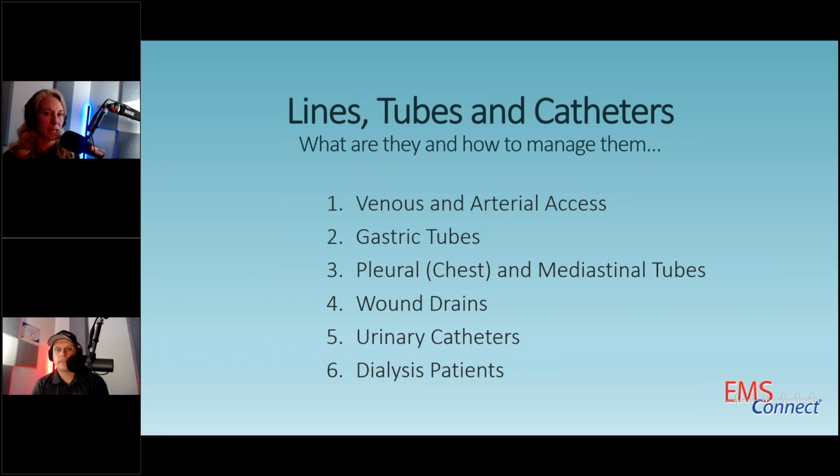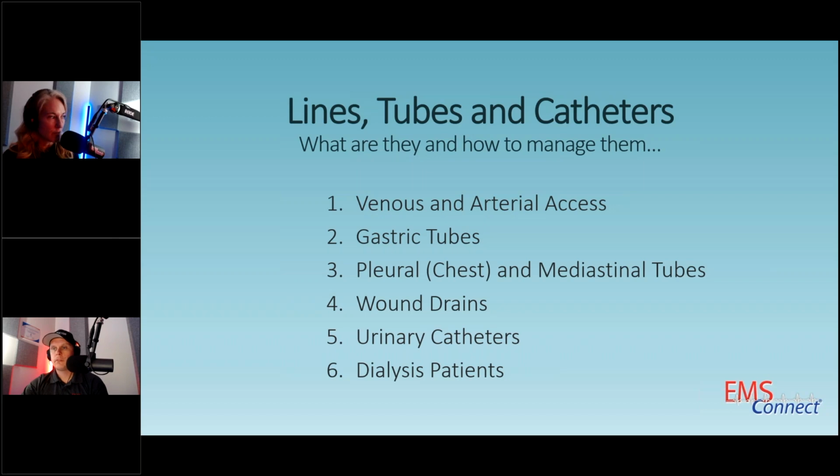All right. This is the basic slide that covers the topics we're going to go over today. We'll be talking about venous and arterial access, anything gastric, chest tubes, mediastinal tubes, and wound drains that you come across, which often come with little vacuum pumps that you might transport as well. Then urinary catheters, the different types of catheters, and your dialysis patients, which are a whole other scary ball of wax because you hear time and time again, don't touch those catheters. We're going to go over what you'll see, what you'll encounter, what you can touch, what you should avoid, what you should ask your medical director first, and double check your policies and procedures.